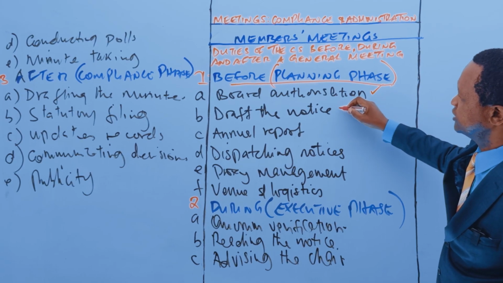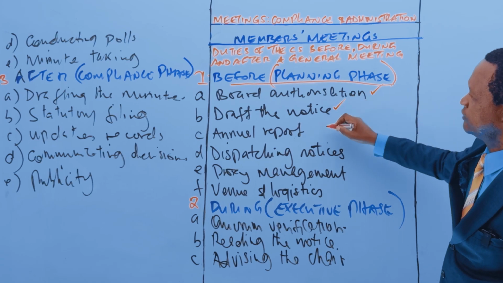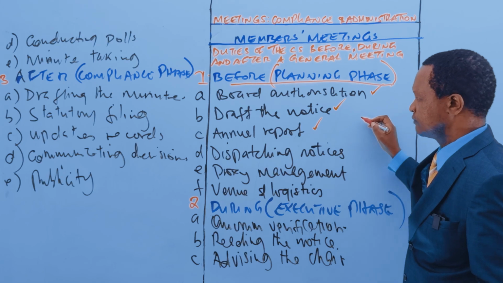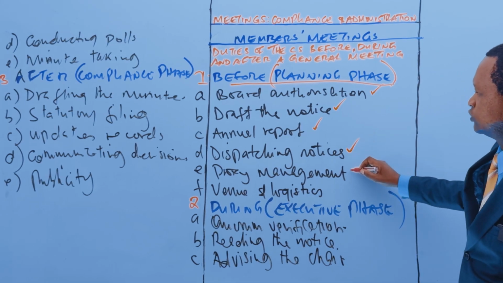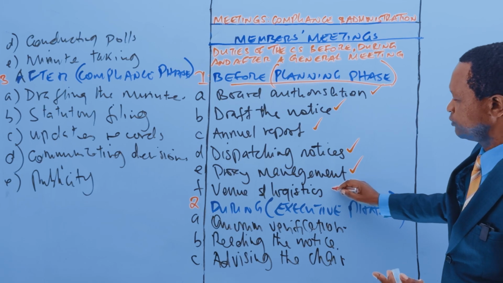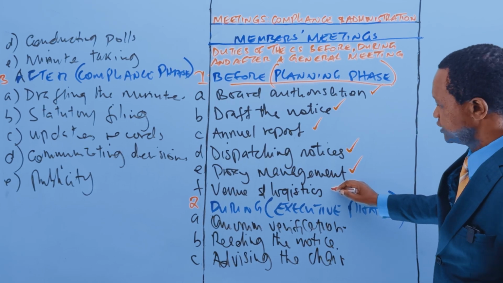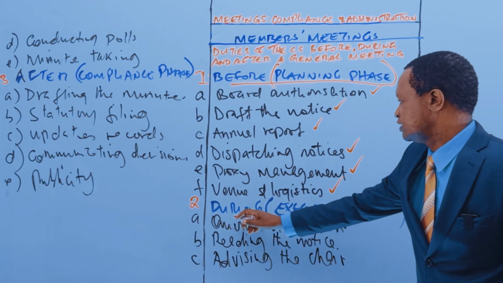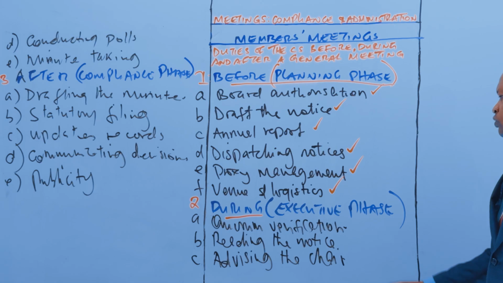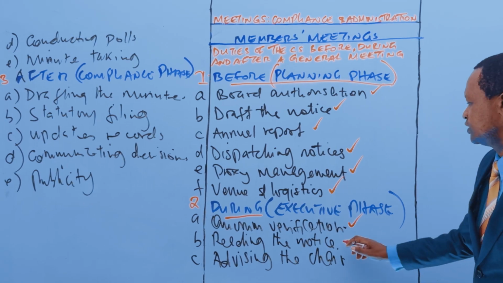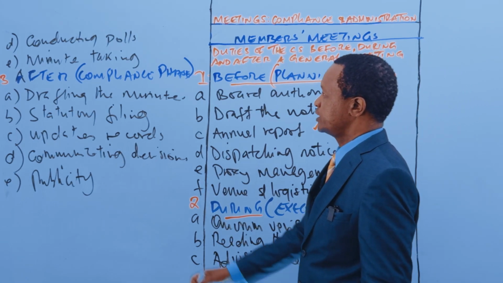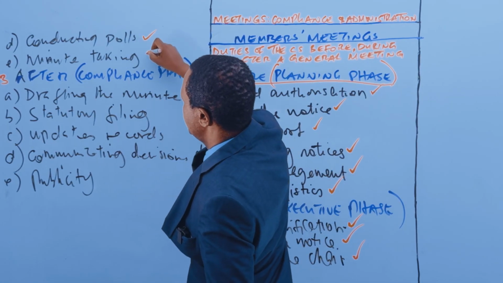Then the company secretary is required to draft the notice, also to prepare the annual report together with the auditors, dispatching the notices, to manage the proxies, and also is to ensure that there is a proper venue and logistics for the meeting. Then we have duties during the meeting, which is the executive phase. Quorum verification, number one. Reading the notice, number two. Advising the chair during the meeting, number three. Conducting polls, number four. Minute taking, number five.